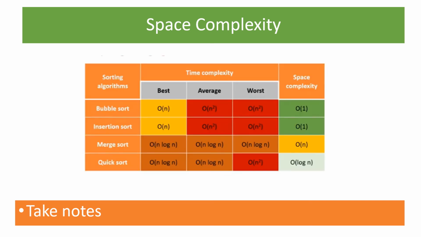Here is a space complexity table. The space complexity is shown in the last column. Notice how we're still using the same form of big O notation this time. Bubble sorts and insertion sorts are O(1). The data is not actually changing. We keep the same array.